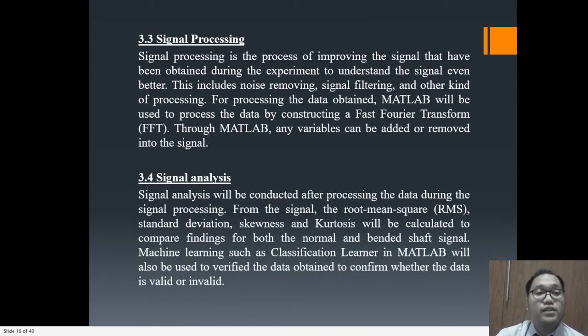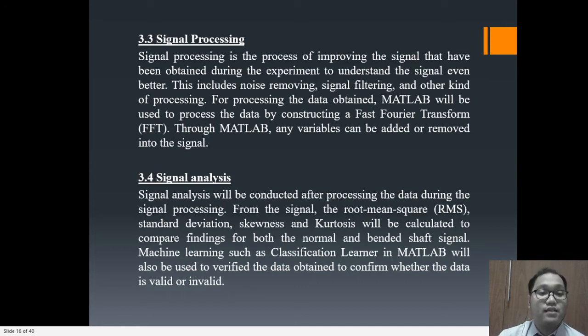Next is the signal processing, which is the process of improving the signal that has been obtained during the experiment to understand the signal even better. This includes noise removing, signal filtering, and other kinds of processing. For processing the data obtained, MATLAB will be used to process the data by constructing a fast Fourier transform, FFT, and also time domain. Through MATLAB, any variables can be added or removed into the signal.